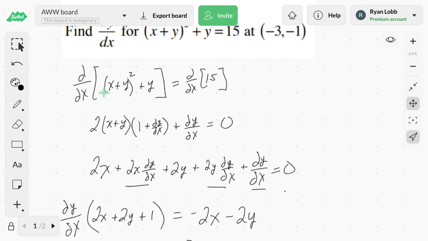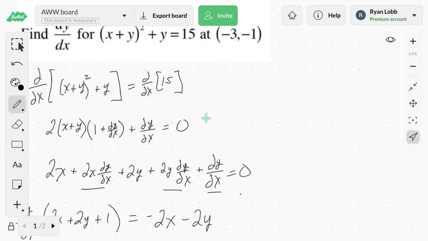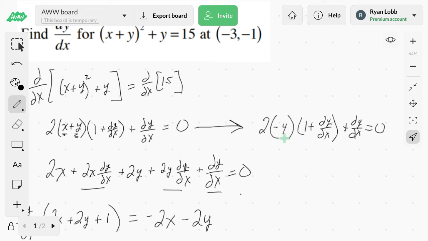We'll go right up to here, from this point right in here. And now we're going to sub in -3 and -1 right away. So this becomes 2 times (-3 plus -1), which is -4, times (1 plus dy/dx), plus dy/dx equals 0. And now this is going to become more familiar to solve. We have -8 distribute. So -8 times 1, minus 8 dy/dx's plus 1 dy/dx.